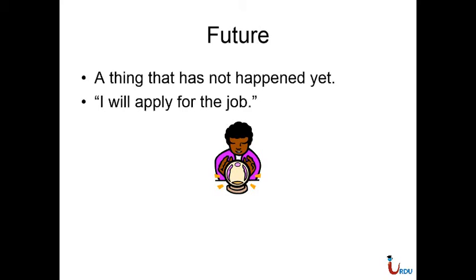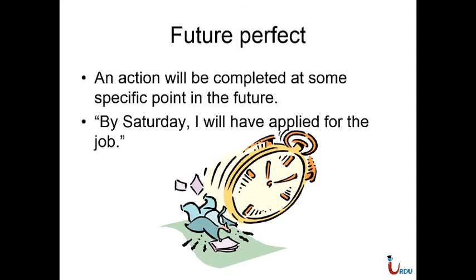Then you have the future. That's just something that hasn't happened yet. And then you have future perfect. Future perfect is something that will happen at a specific point in the future. So you can see here, by Saturday, I will have applied for the job. Not yet, you haven't, but you will at a time in the future.